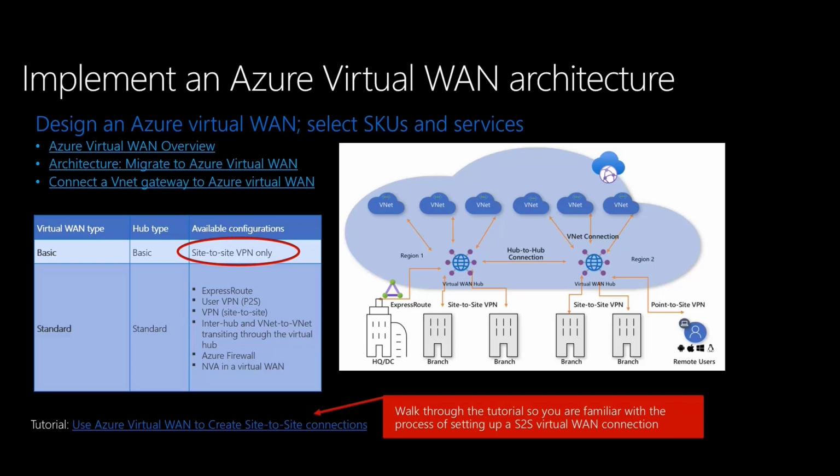If you need to have any of the other features in your WAN, whether it's ExpressRoute, point-to-site, VNet to VNet transit, those types of things. If you need any of those other things in your virtual WAN, you have to have a virtual WAN type of standard.